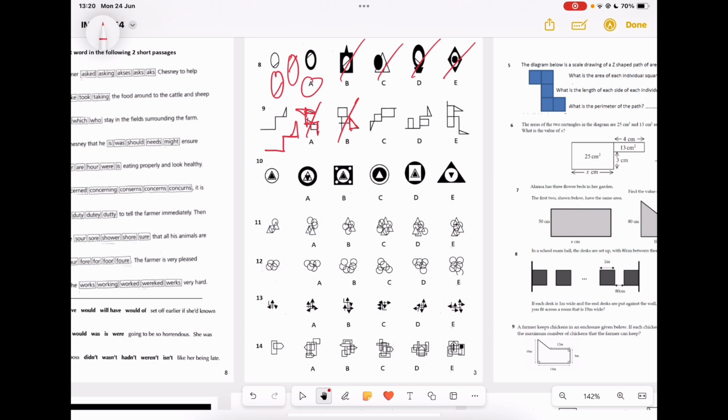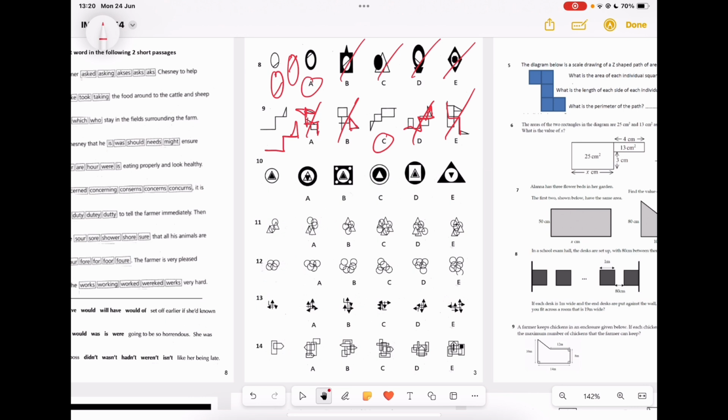C will be our answer, but let's just check the others. So D, the right angle triangle, is incorrect, and that is the same with E. The problem is that the size of our lines, the length of our lines, is incorrect. So we can cross out E, and then our answer will be C.